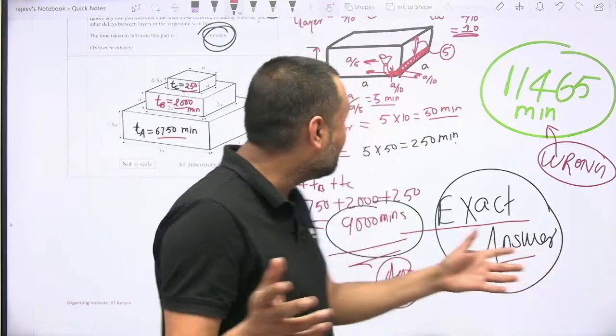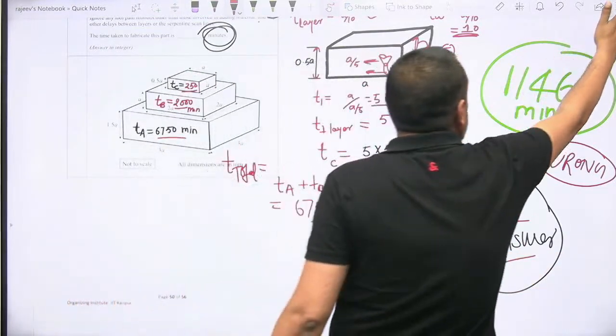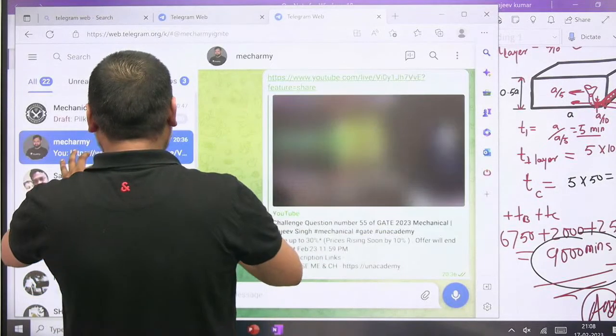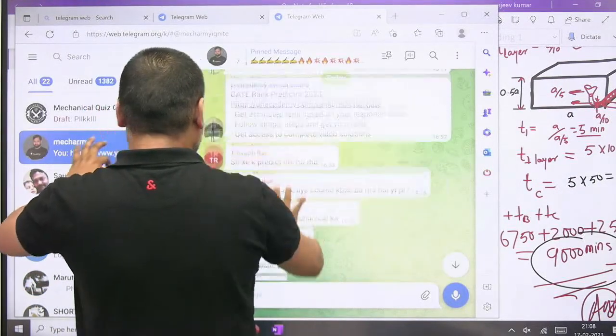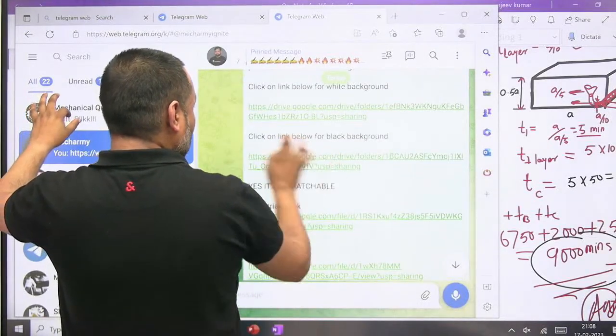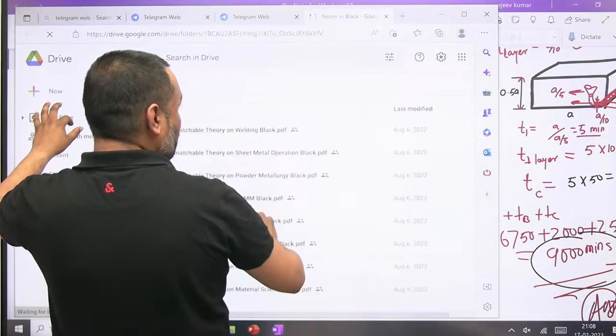Additive manufacturing के notes में अगर आप देखना चाहो तो I'll bring it for all of you. Already एक solve किया हुआ है question, वो notes दिया हुआ था आप सब लोगों को मैंने. Hold on, I'll show you. ब्लैक बैकग्राउंड में निकाल लेते हैं नोट्स को.